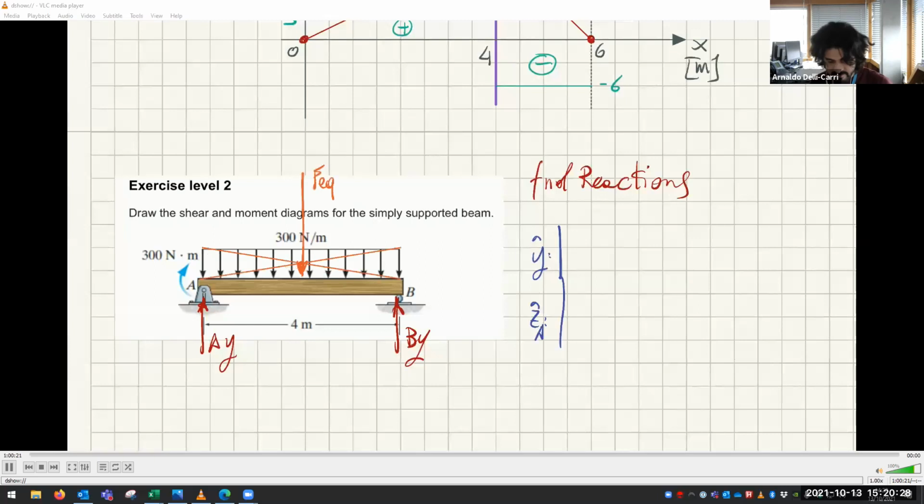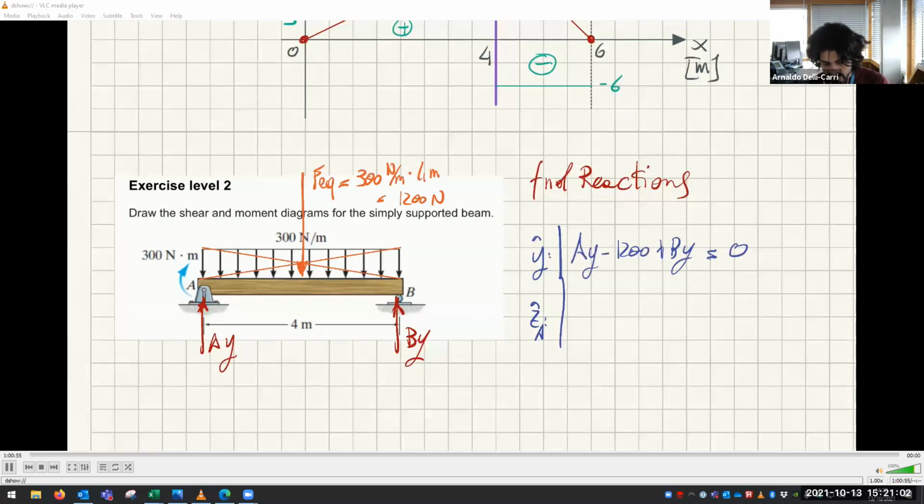It must pass to the middle of this rectangle. So how much is this equivalent force? Remember, it's 300 newtons per meter times 4 meters, and this gives 1200 newtons. Agreed? That's what it is. So if I do my vertical equilibrium, I get that AY minus 1200 newtons plus BY equals 0.